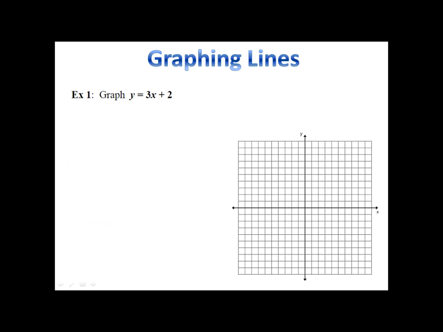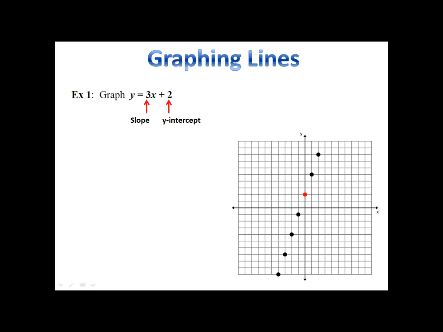In our first example, we want to graph the line y equals 3x plus 2. The first point we have is the 2. The 2 is the y-intercept. That's where the line crosses the y-axis. The 3 is the slope. We begin by plotting the 2 on the y-axis. That's our first point. Then we use the slope 3 over 1. We go up 3, right 1. Up 3, right 1. And then we can continue the pattern downward as well.